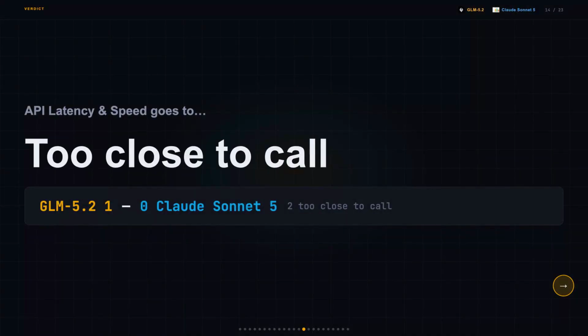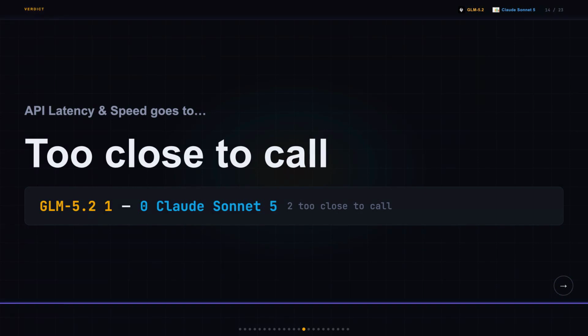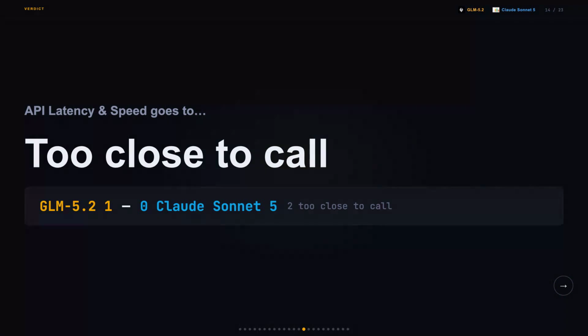Another tie, and honestly that surprised me because I was expecting Claude Sonnet 5 to at least have some latency data out there. But GLM 5.2 has the only real number at 476 tokens per second, and without a Sonnet 5 figure, it's not a fair fight. So the score stays: GLM 5.2 1, Claude Sonnet 5 0, 2 tied.